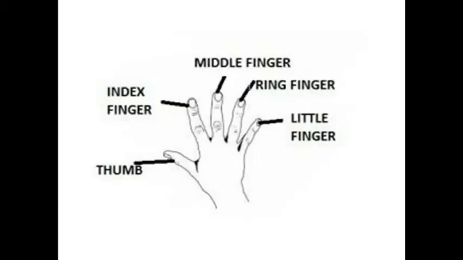And next, we discussed about different mouse actions. Before that, we revised the names of fingers. We need all our 5 fingers to hold the mouse. We need thumb, index finger, middle finger, ring finger and little finger to hold the mouse.